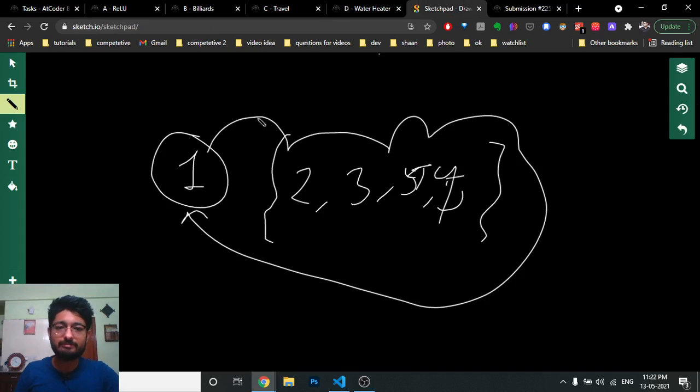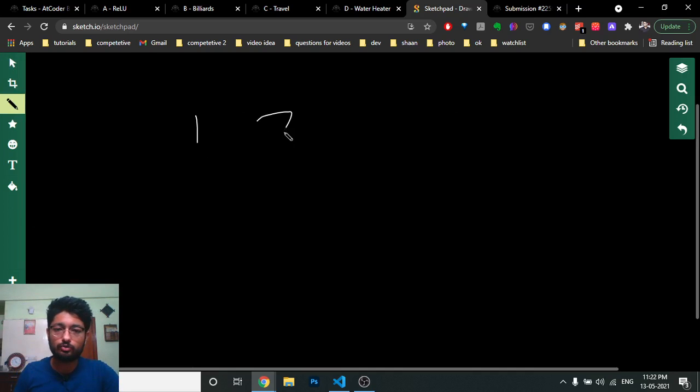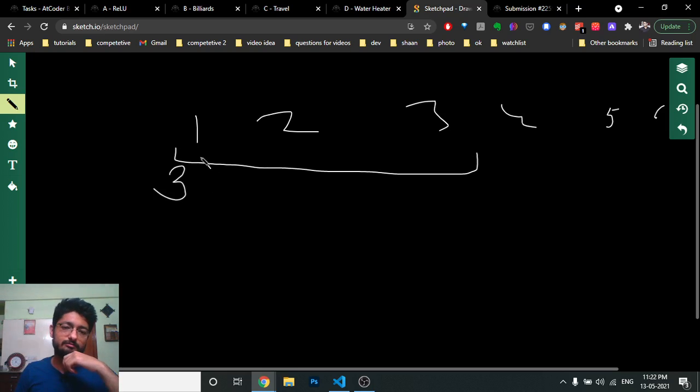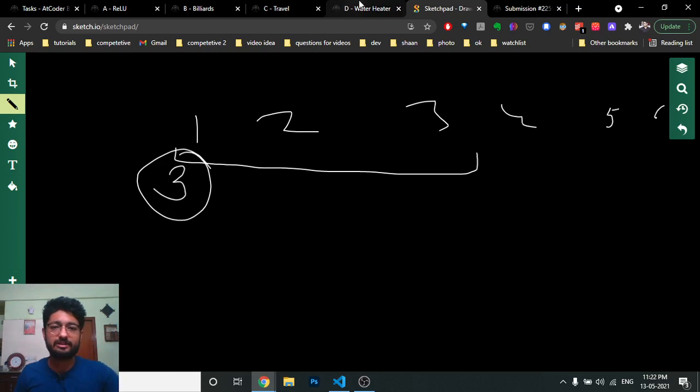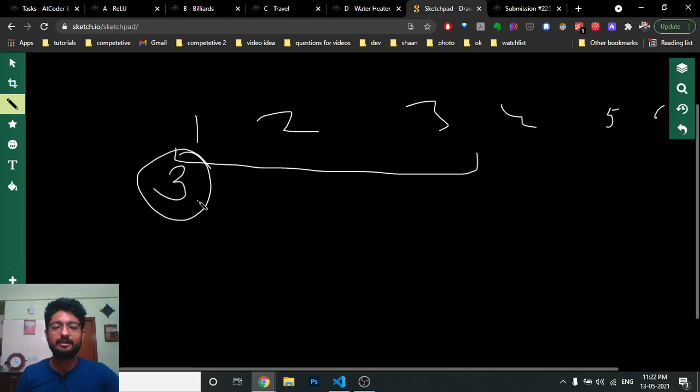So what I mean by this is, let's assume that I make a vector of time: 1, 2, 3, 4, 5, 6 and so on. Maybe one person requires water from the 1st hour to the 3rd hour, at 3 liters per minute. As you can see, the problem says I require hot water per minute, so it means 3 liters per minute is fixed for that person.